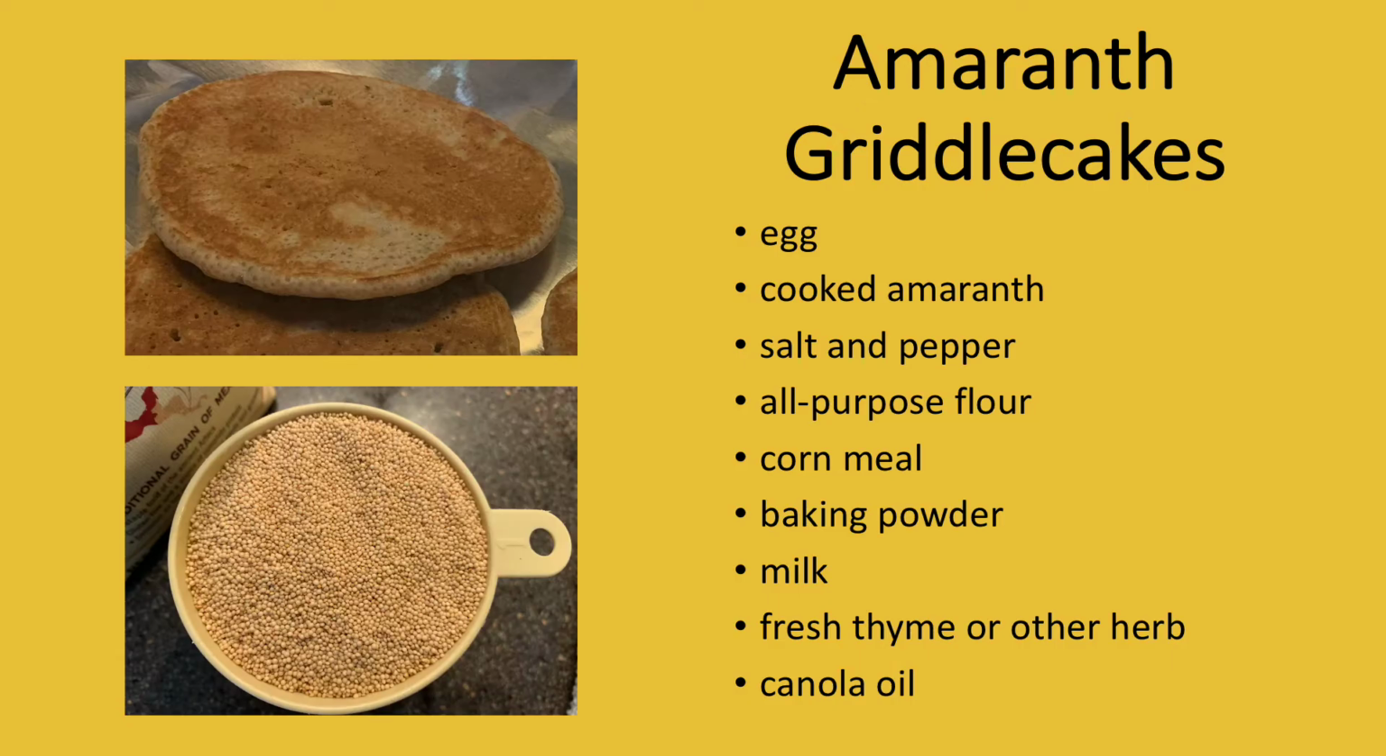Amaranth is another seed grain that's very high in protein. It's even smaller than quinoa and retains some crunch even when it's cooked in water. In this recipe, it adds nutrition and crunch to griddlecakes. This recipe also includes some stone-ground cornmeal, another grain.